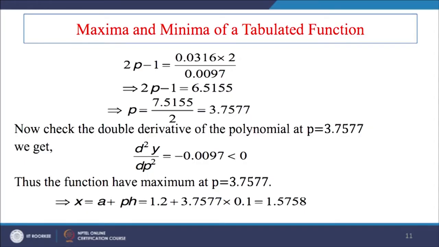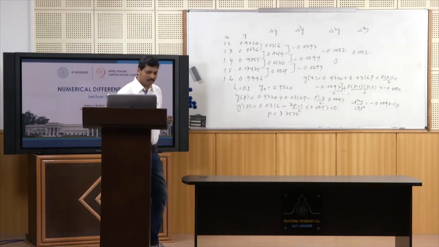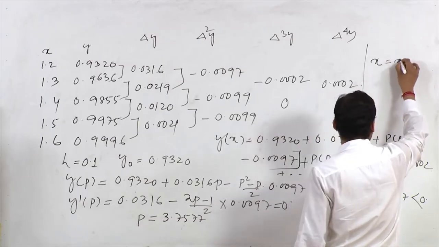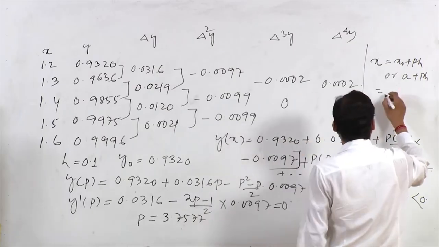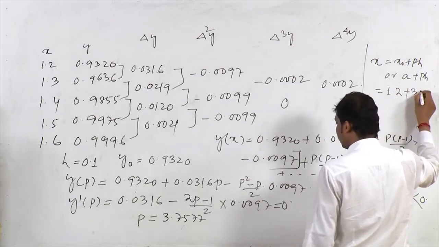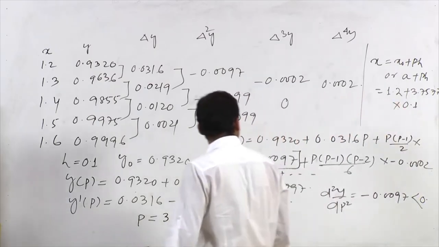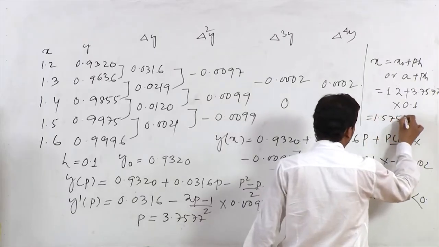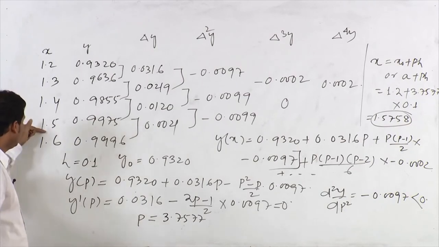To obtain the value of x for that p, we have to consider again x equals x0 plus ph, or x equals a plus ph there. So, to find this x value for the corresponding p value here, x can be written as x0 plus ph, or a plus ph. The final value: the initial value is taken as 1.2 plus p, which is 3.7577, into h, which is 0.1 here. So, finally, we obtain 1.5758. If you see this point here, this value of x is observed in this tabular values here.